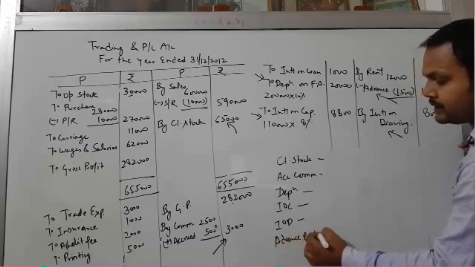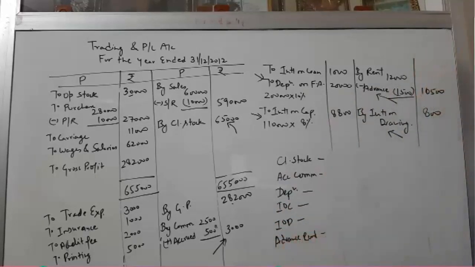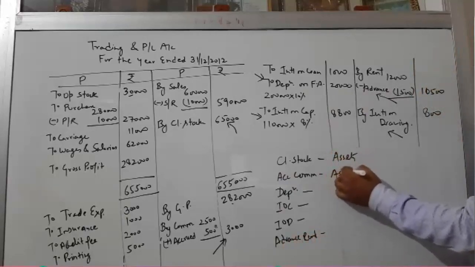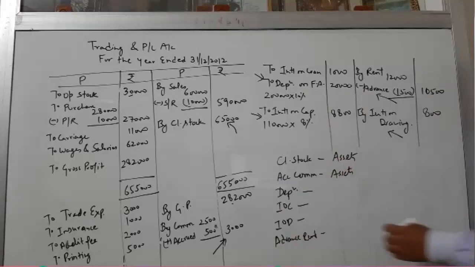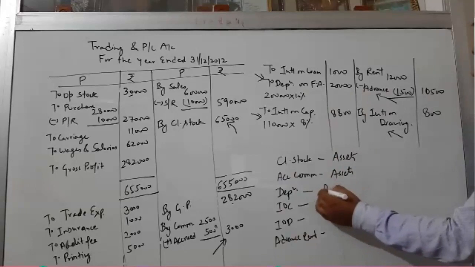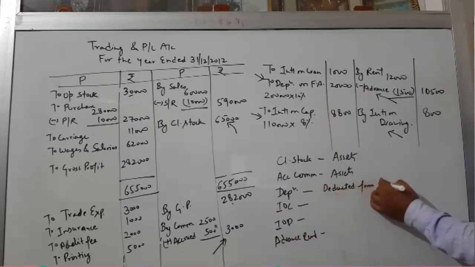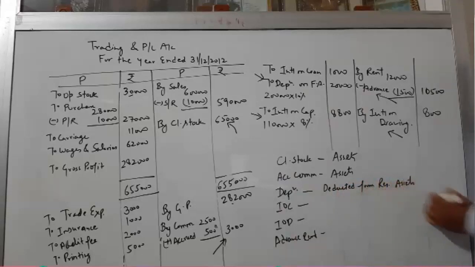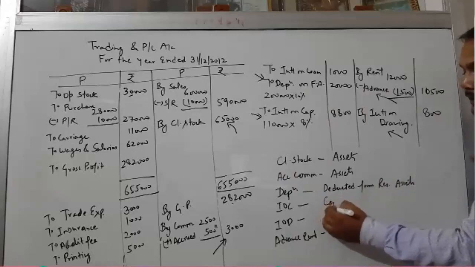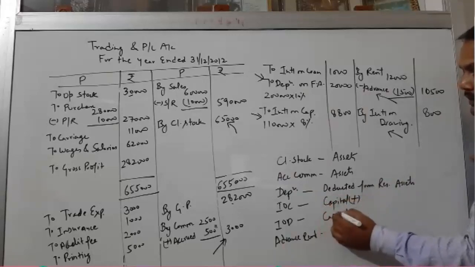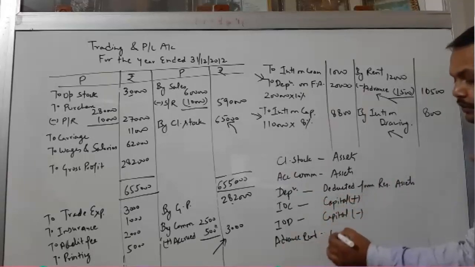सो यू नो वेरी वेल, इन सारे एडजस्टमेंट का इफेक्ट बैलेंस शीट में भी पड़ेगा. हाउ? It will be shown in the asset side of the balance sheet. Accrued commission will be shown in the asset side of the balance sheet. Depreciation will be deducted from the respective assets. यानी उस assets में से क्या कर दिया जाएगा, माइनस कर दिया जाएगा. IUC क्या होगा, कैपिटल में प्लस होगा, whereas इंटरेस्ट ऑन ड्रॉइंग कैपिटल में से क्या होता है, माइनस होता है. And advance rent is your liability.